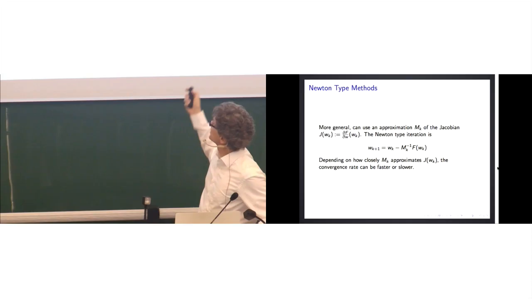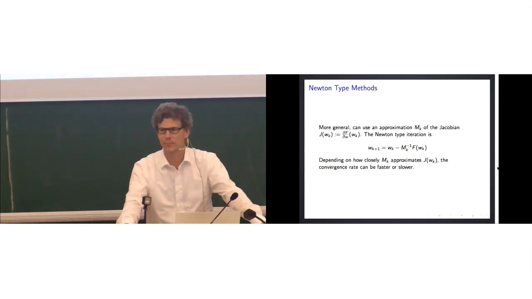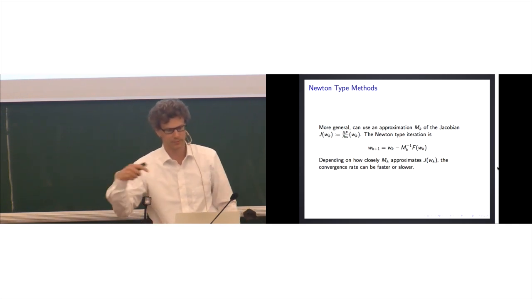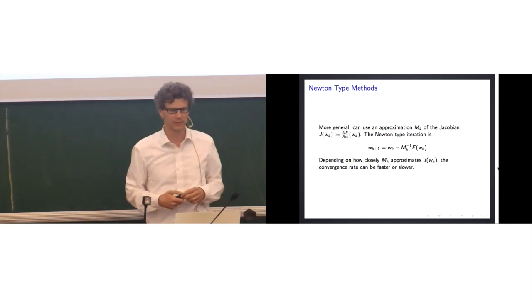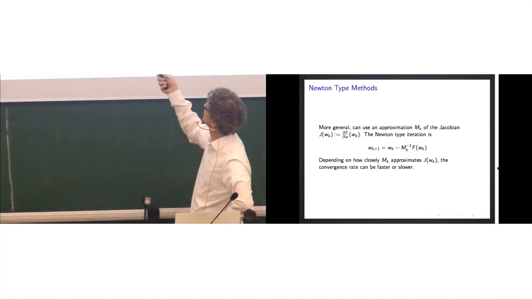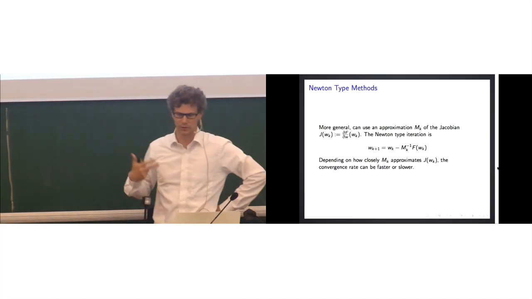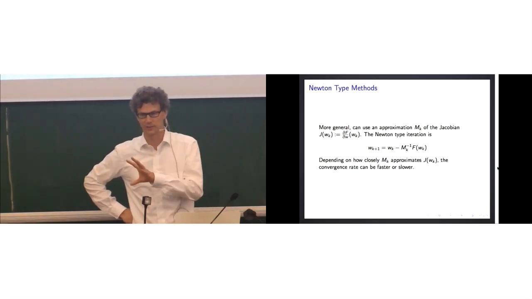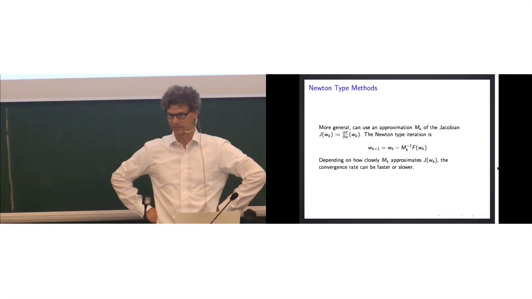We can approximate it by something we call M. And because it could be a different approximation in every iteration, I call it Mk. Okay, so every iteration we choose something that could be an approximation, or that should be similar to the J, but not be identical. And then our iteration would just go like this formula here, wk plus 1 is equal to wk minus the inverse of Mk applied to the residual f.